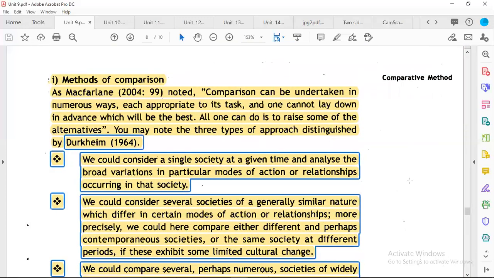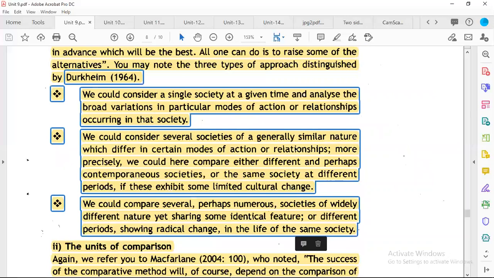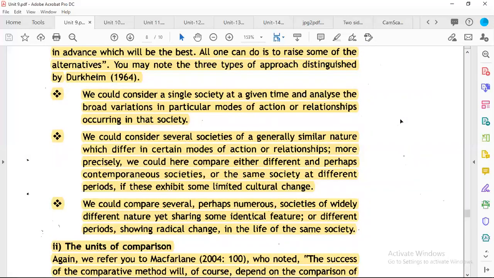The second is, we could consider several societies of a generally similar nature. The nature should be similar, but unlike the first condition, here the societies are several. Remember that in the first condition there is a single society, and now there are several societies, but similar in nature. If we have several societies which are similar in nature, we can easily compare specific parts, specific aspects or specific patterns of both societies. That is the second condition.